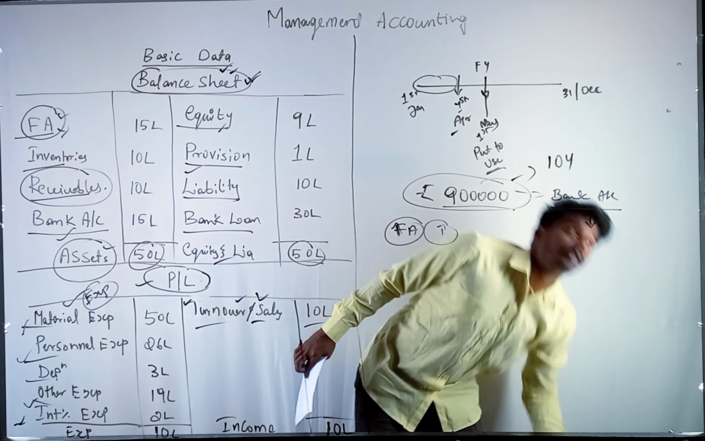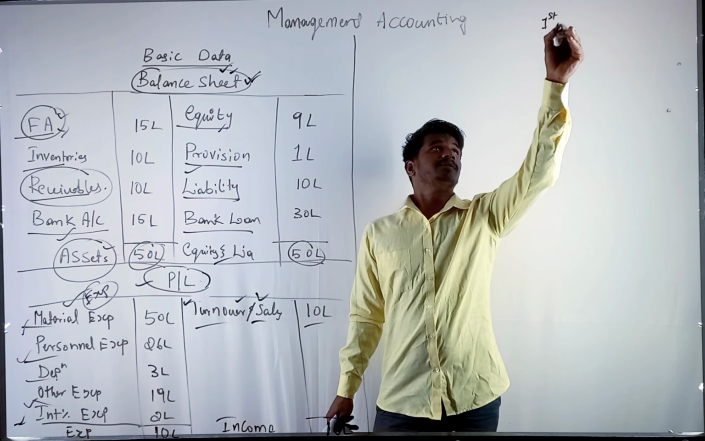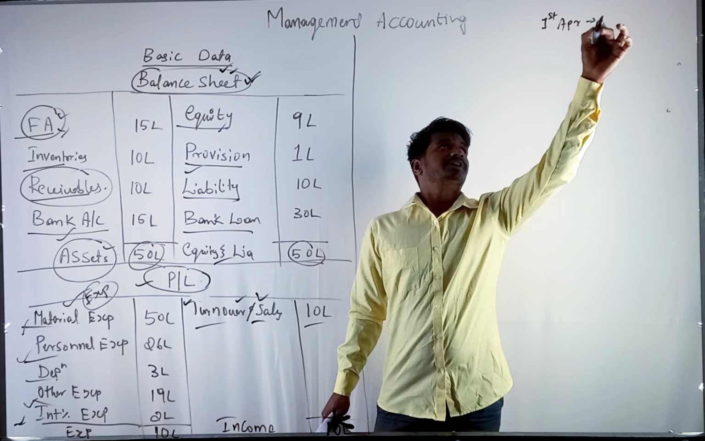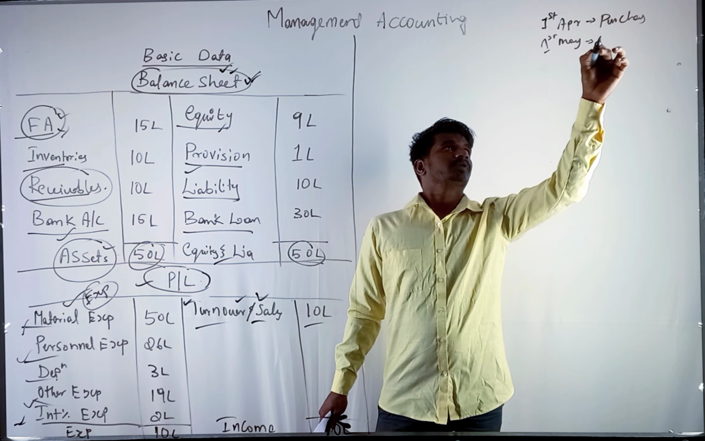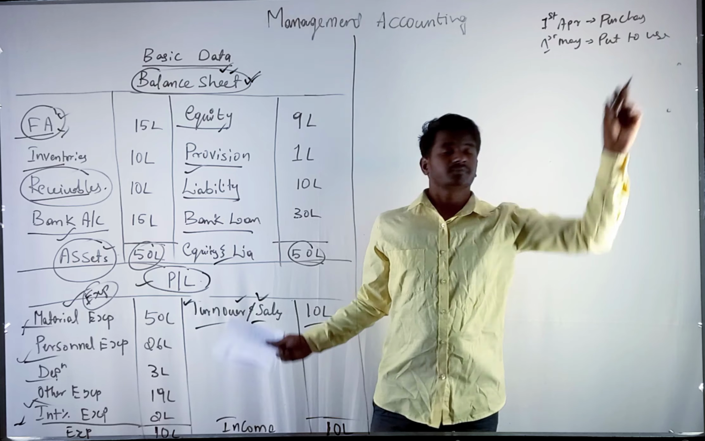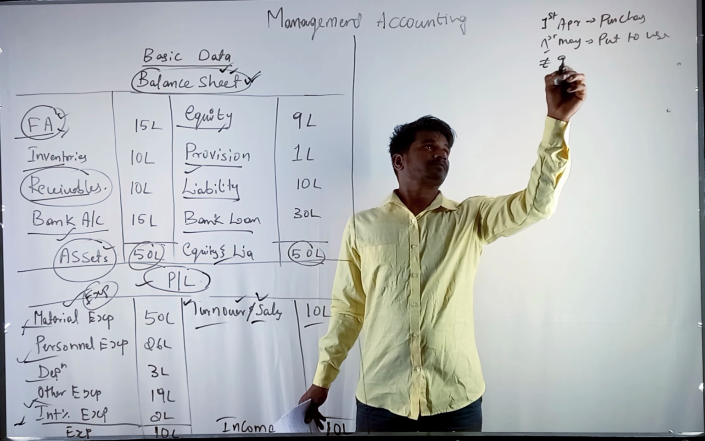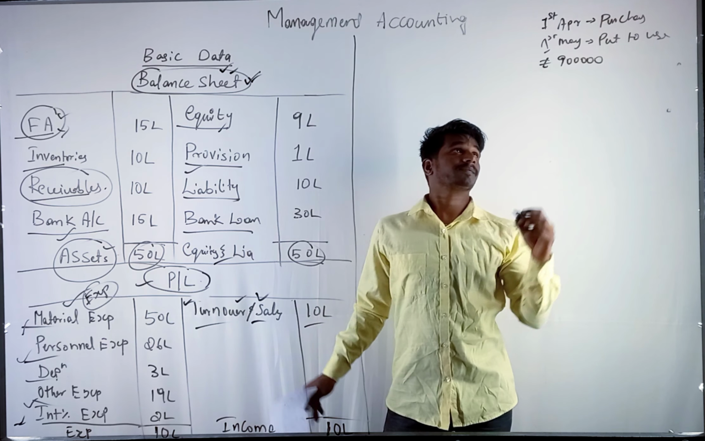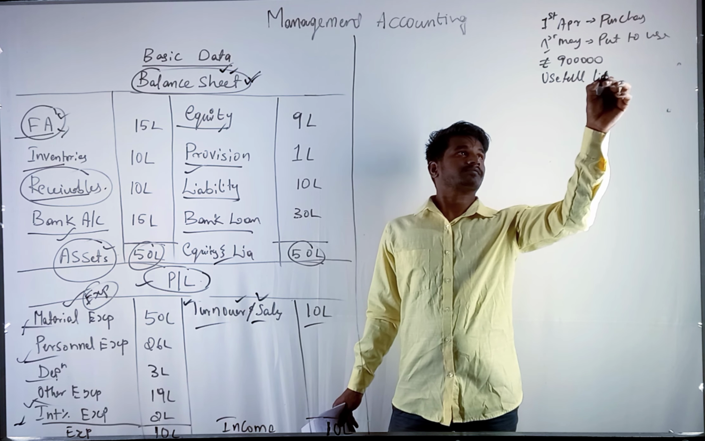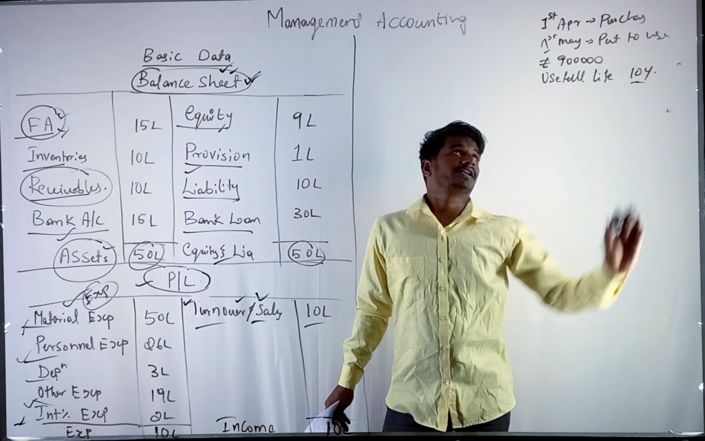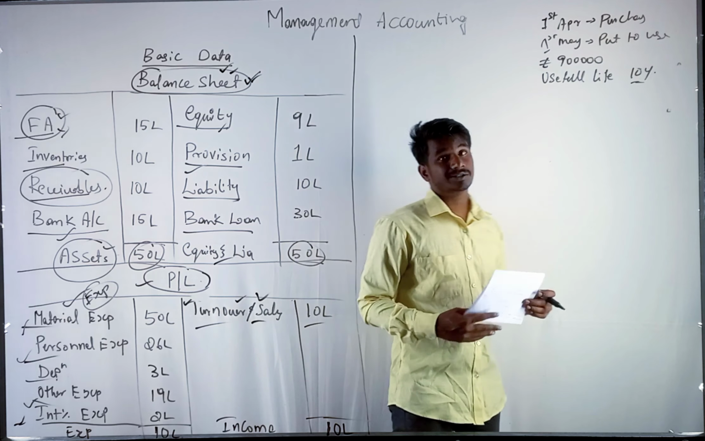Now, shall I make it short? So what is the data given? 1st April, you have purchased. 1st May, put to use. Then for how much we have purchased? For 9 lakh, and useful life 10 years, right? That machine can be used for 10 years. Now let us go to the solution.